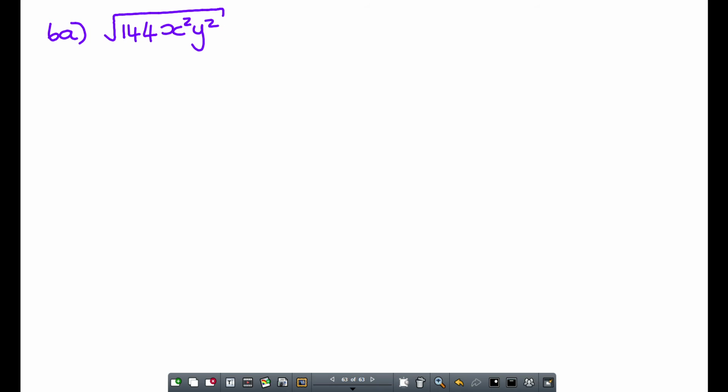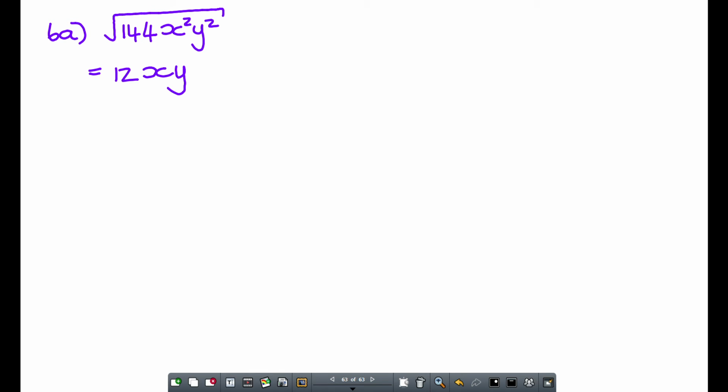Square root of 144 will give me 12. Square root of x squared, the square root and the square are going to cancel each other out, so only x. Then square root of y to the power of 2. Again, the square root and the square cancel out, so y.